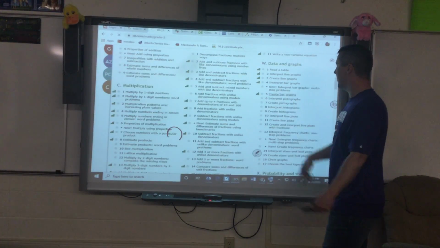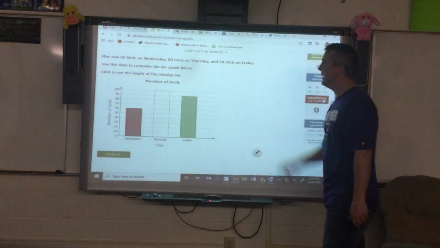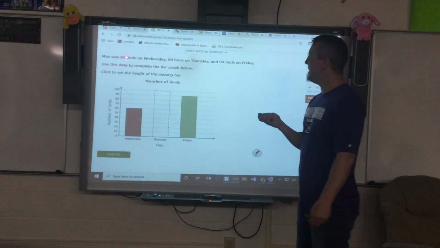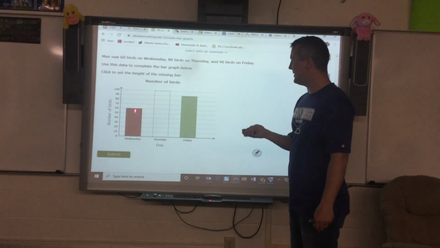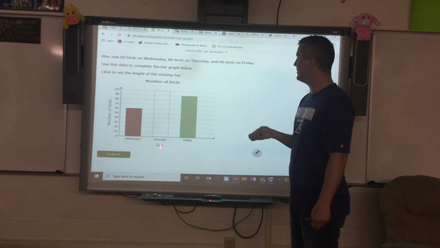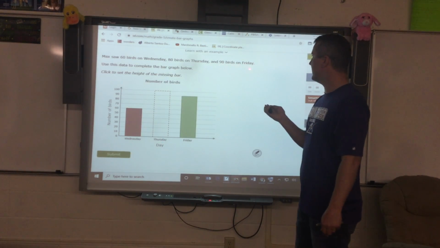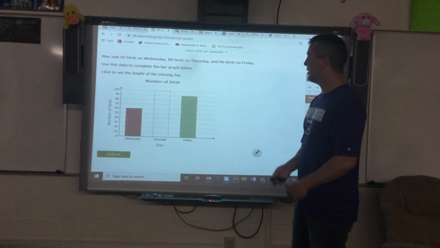W5, creating a bar graph. Basically taking the information they give us and just plotting it out. So good old Max. Max saw 60 birds on Wednesday. I go to Wednesday, they already did it, 60. He saw 80 birds on Thursday. They didn't do Thursday. And 90 birds on Friday. That's the information there. Use the data bar below, click to the correct height.